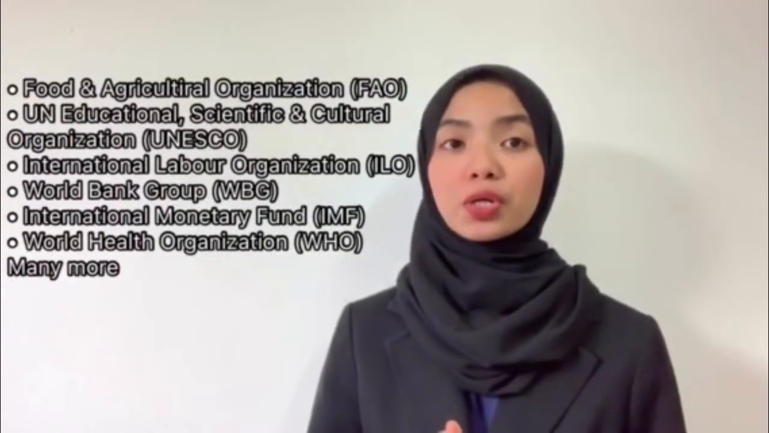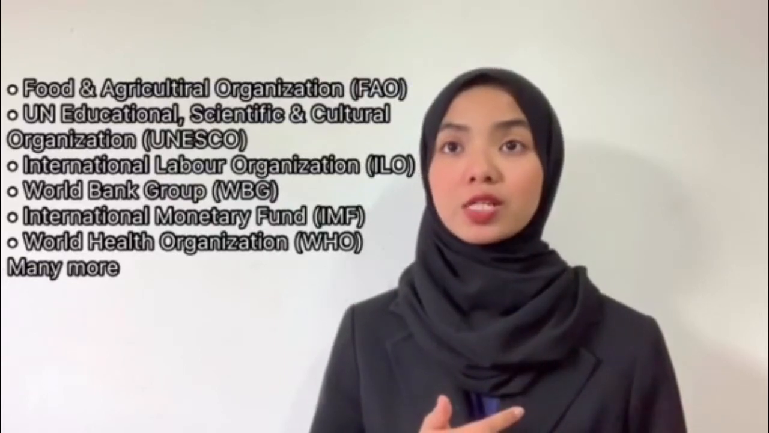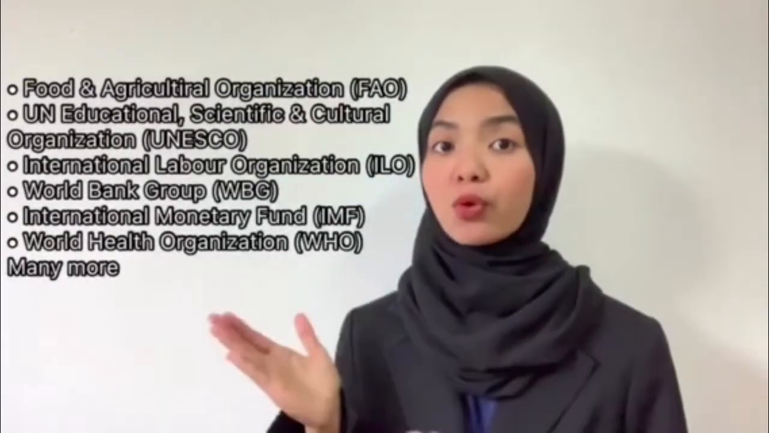The reason why the world needs the United Nations is because of the function played by the agencies. There are a few agencies established in the United Nations, and they are the Food and Agriculture Organization (FAO), United Nations Educational, Scientific and Cultural Organization (UNESCO), International Labour Organization (ILO), World Bank Group (WBG), International Monetary Fund (IMF), World Health Organization (WHO). Every agency plays an important role in keeping the world at peace.